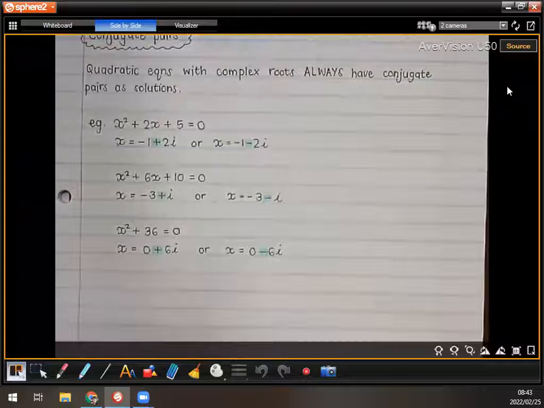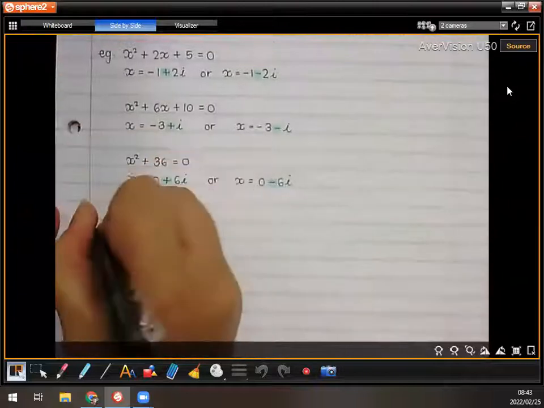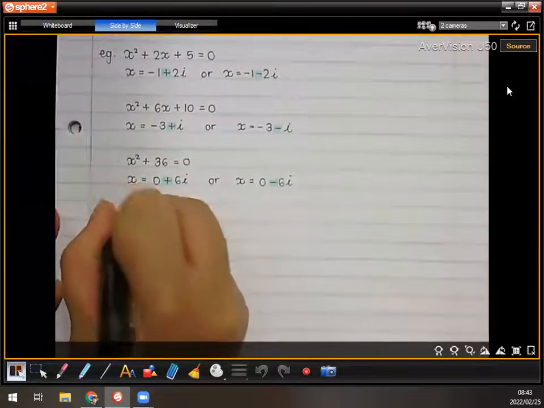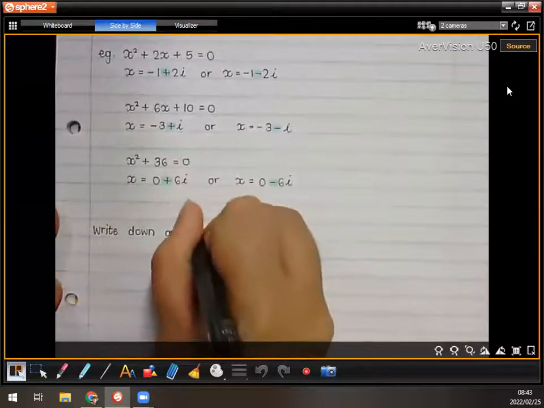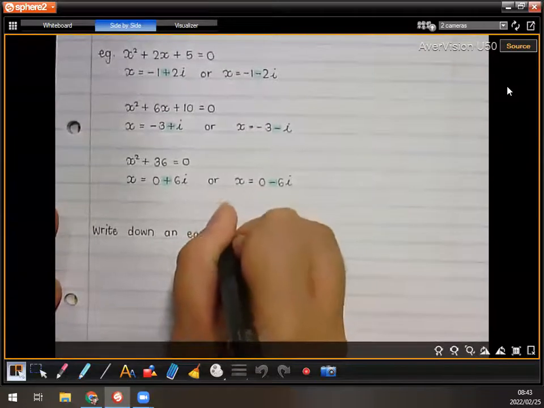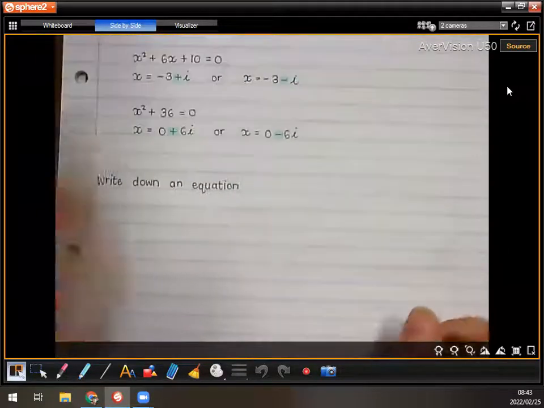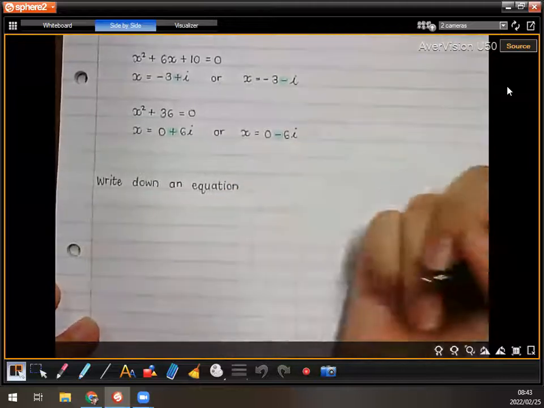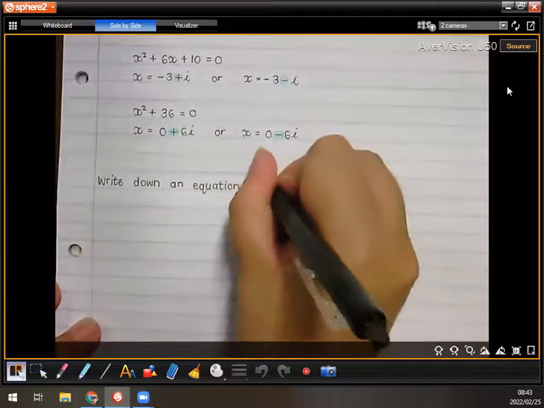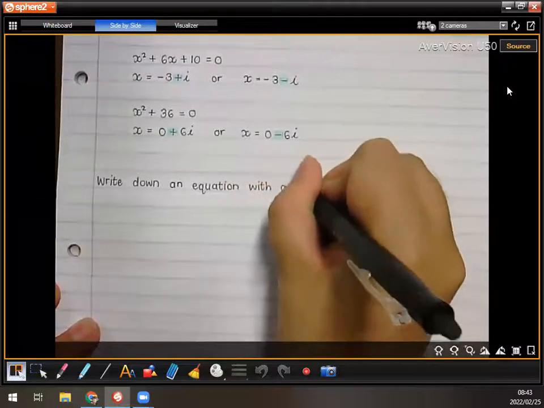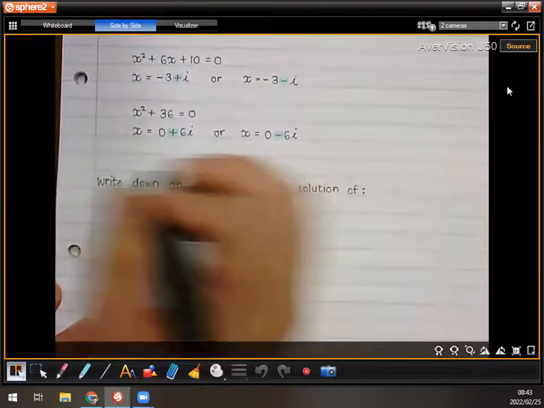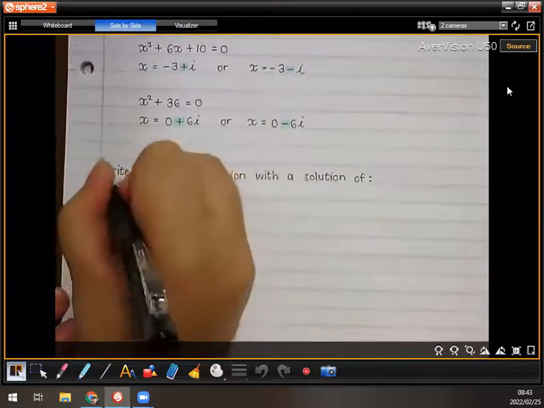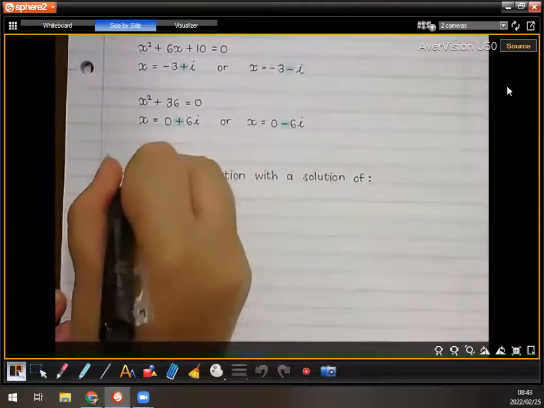Okay, now we're going to use this knowledge to answer a different type of question. They can ask you: write down an equation with a solution of, for the first one, 5i.